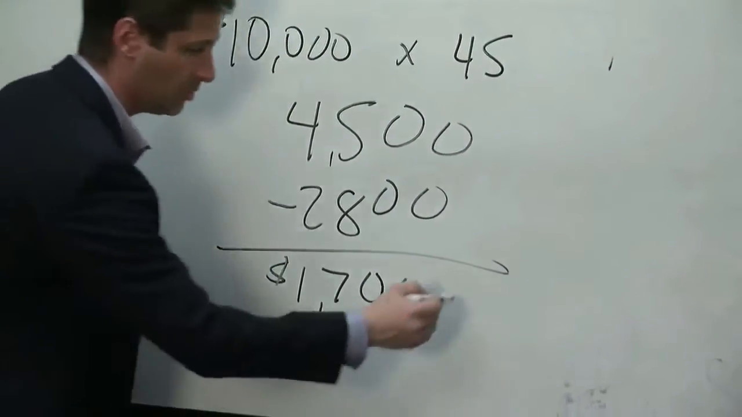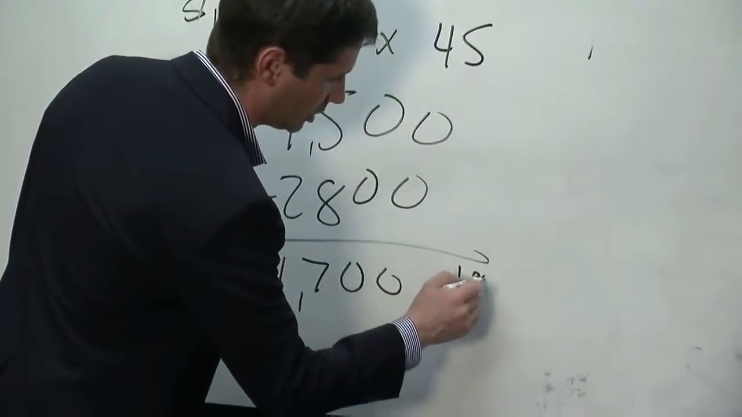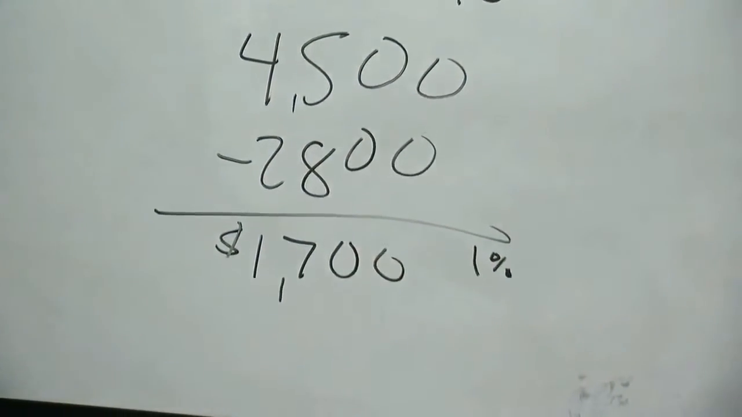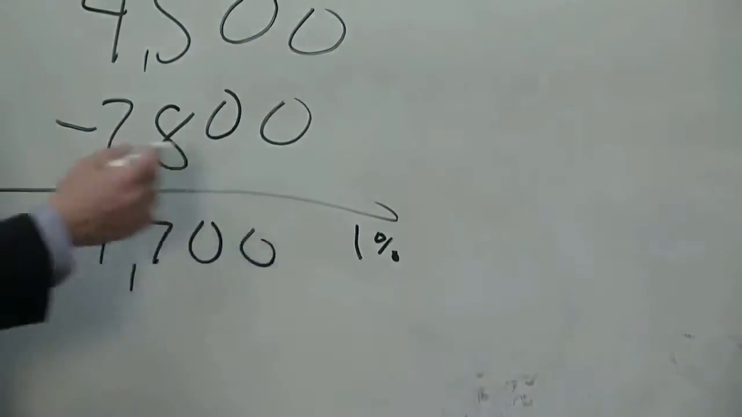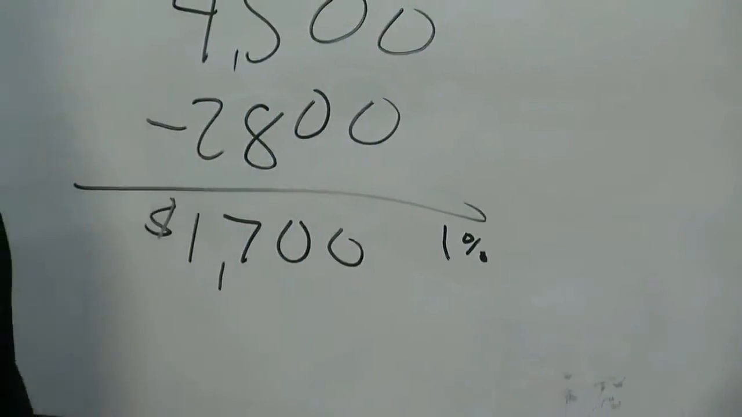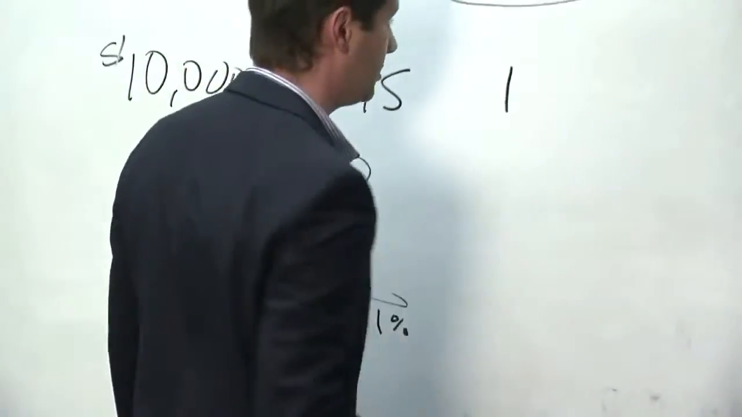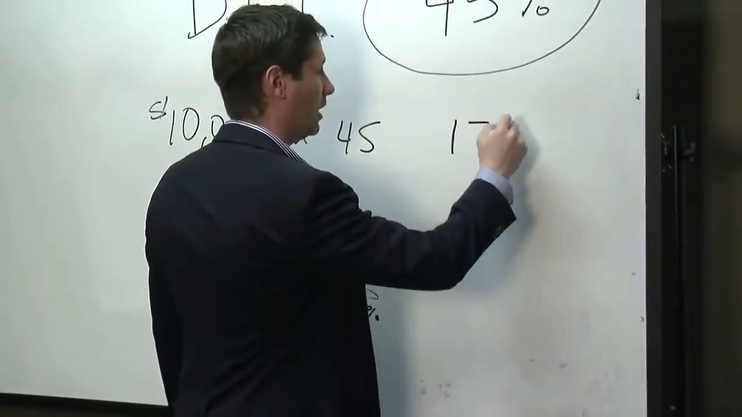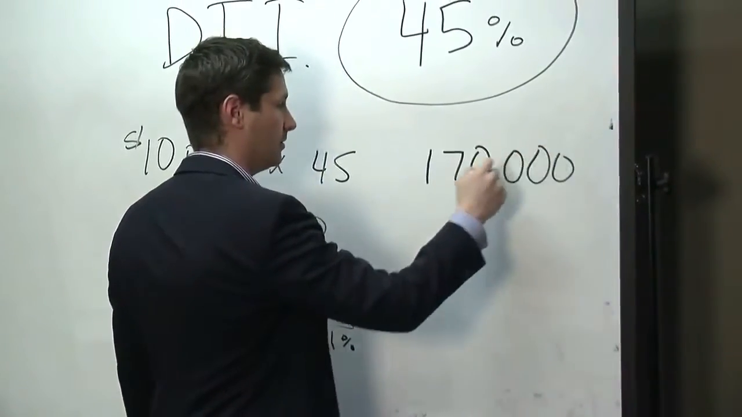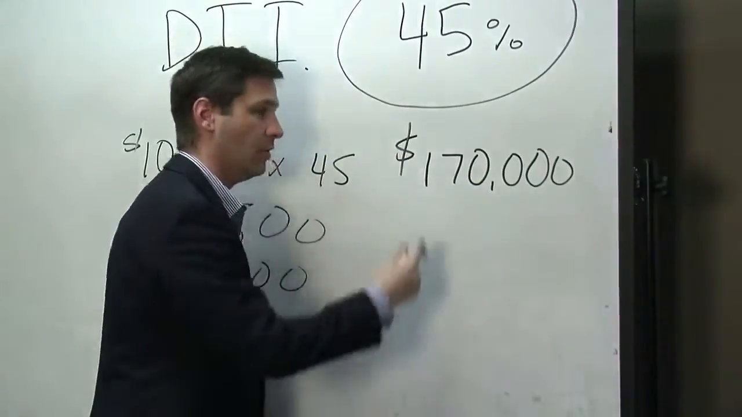I use an easy 1% rule because typically your mortgage payment is going to be about 1% of the loan amount. Okay? So that means if you have $1,700 bucks a month you can spend before you hit your 45% debt to income ratio, that means most lenders are going to lend you $170,000. You've basically just done your own pre-approval letter.